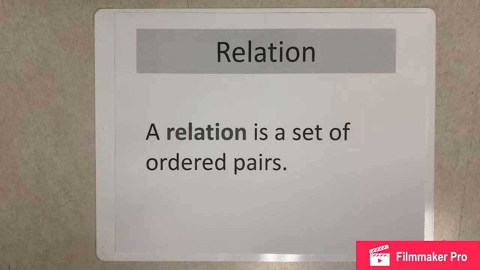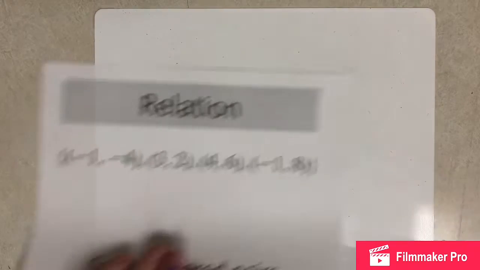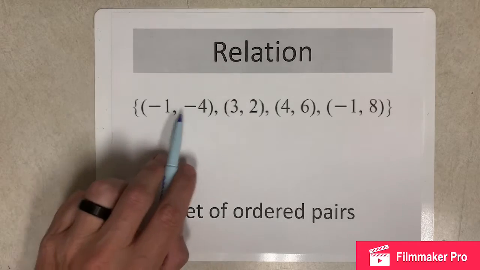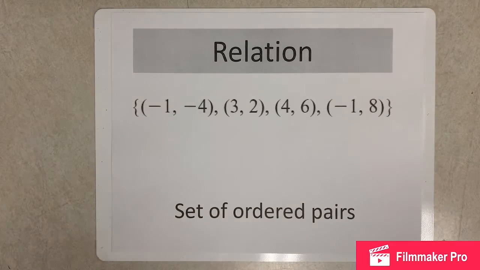So, a relation is defined as a set of ordered pairs. That is your definition for a relation, a set of ordered pairs. So make sure you remember that. And here's an example of a set of ordered pairs. And so we have 1, 2, 3, 4 ordered pairs, and that is the definition of a relation. They're going to be represented in other ways, but that is one way to represent a relation, a set of ordered pairs by definition.